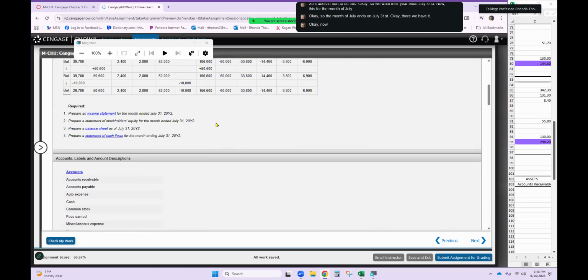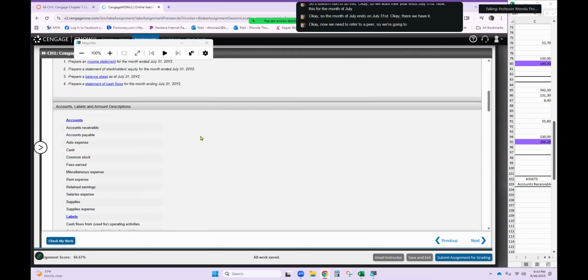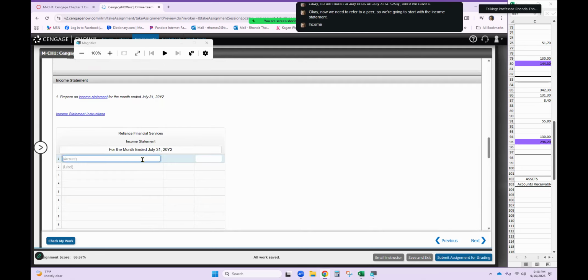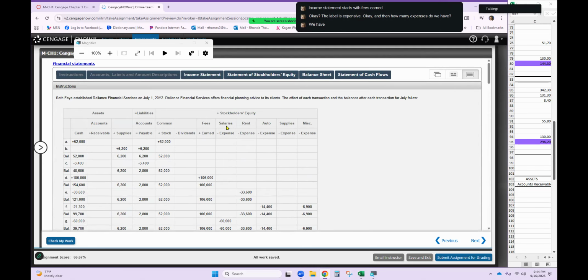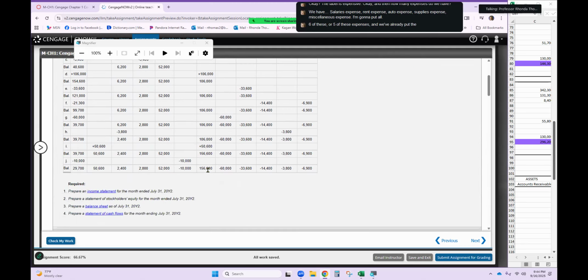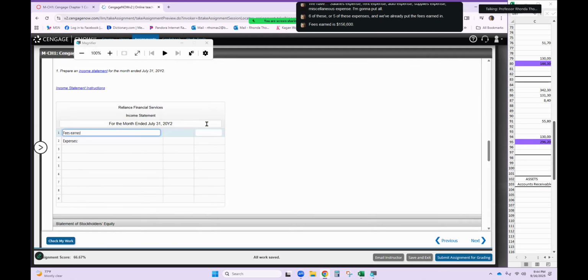Okay, now we need to refer to up here. So we're going to start with the income statement. Income statement starts with fees earned. Okay, the label is expenses. Okay, and then how many expenses do we have? We have salaries expense, rent expense, auto expense, supplies expense, miscellaneous expense. I'm going to put all 6 of these or 5 of these expenses, and we've already put the fees earned in. Fees earned is 156,600. Okay, so you want to put that revenue in.